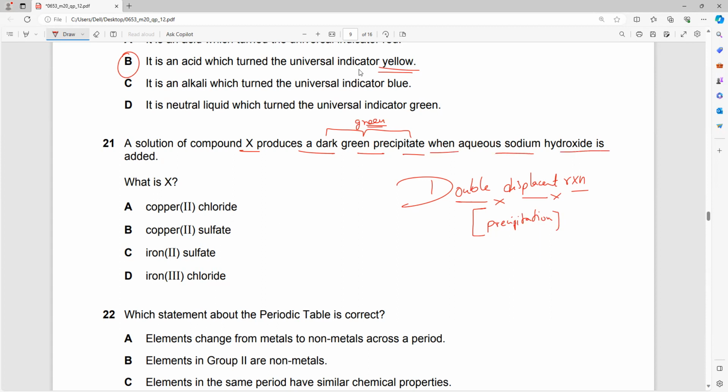When aqueous sodium hydroxide is added to X, what is the X they are asking? Anybody? Any one of you? Double displacement reaction.